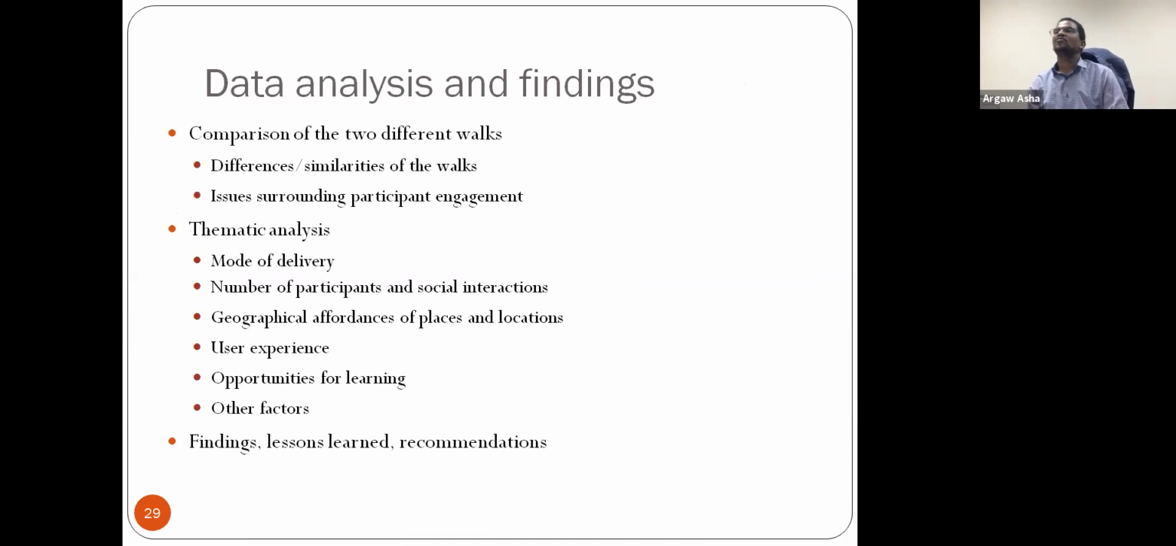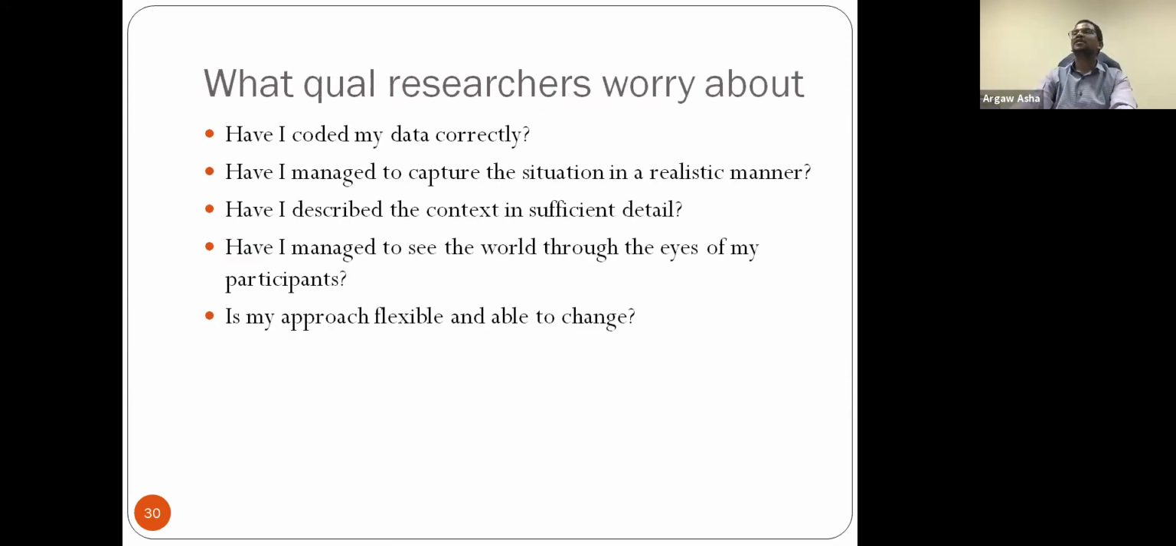Whenever you are analyzing the data, you can compare two different things, how each works personally, and what the differences and similarities are. And the thematic analysis covers who your participants are, how you are interviewing, what the user experience is, opportunities for learning, other focus areas, and the findings.